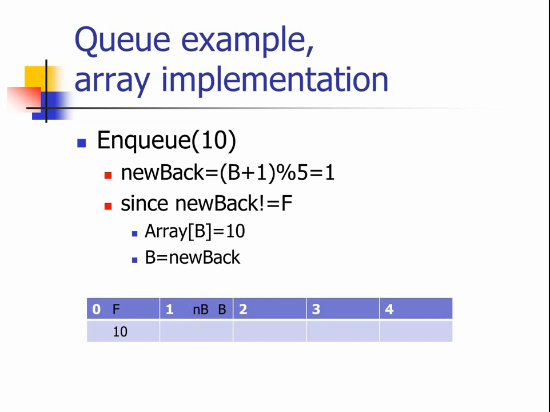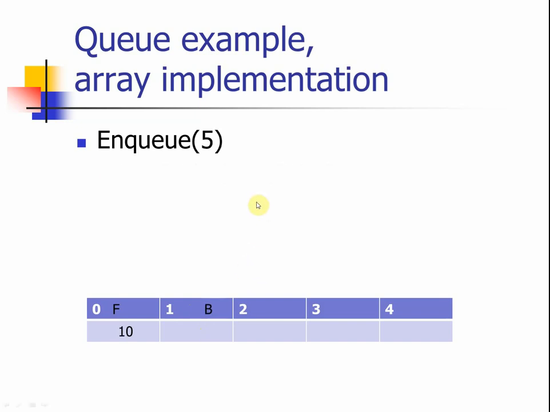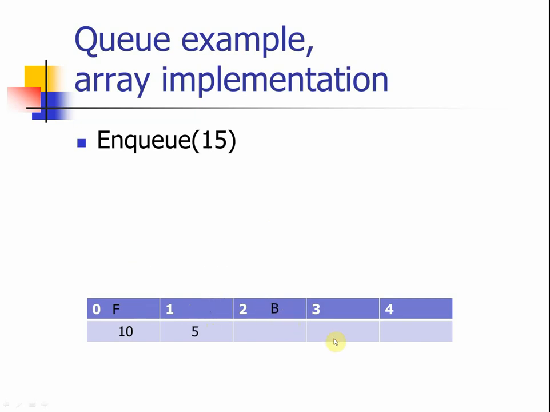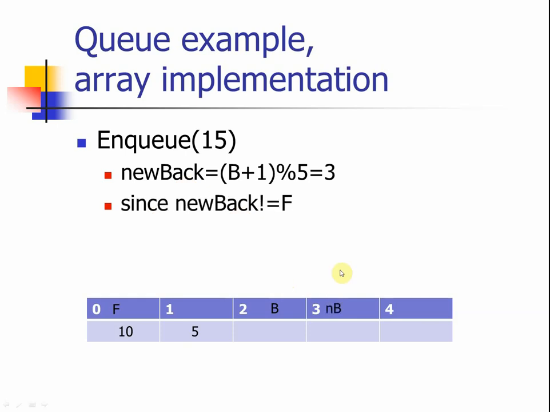Now, let's take a look at the next one, enqueue 5. We do the same thing. New back will go to the next location. New back is not going to equal front, so it's fine. We can put 5 in here and then move back to new back. If we do enqueue one more time, new back will move to the next location, and it is not equal to front. So we have 15 stored over there, and move back to the new back location.